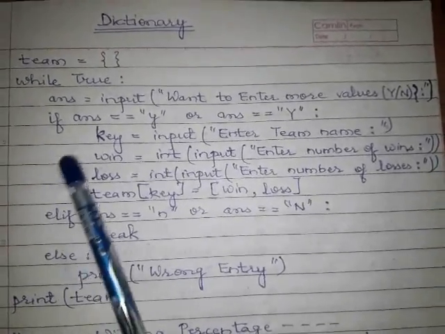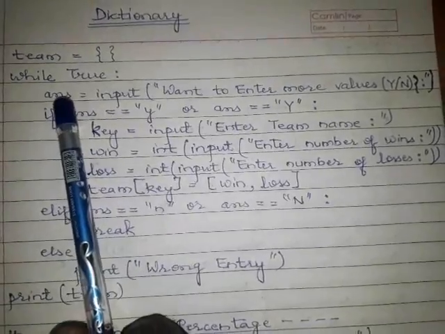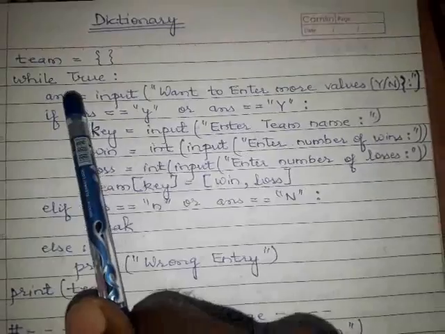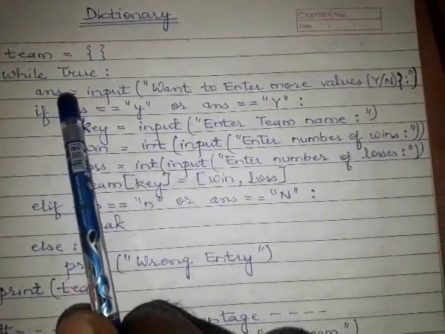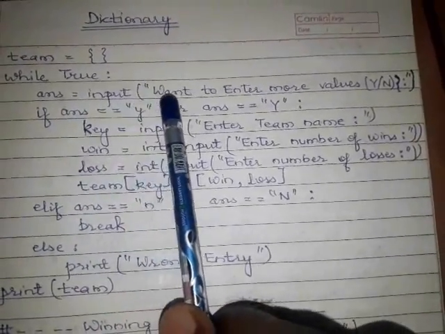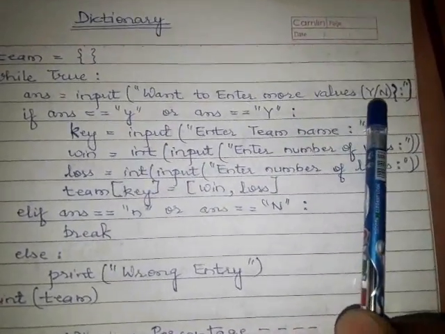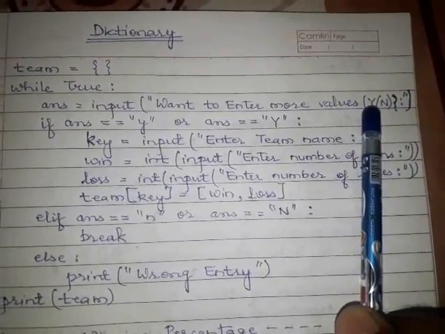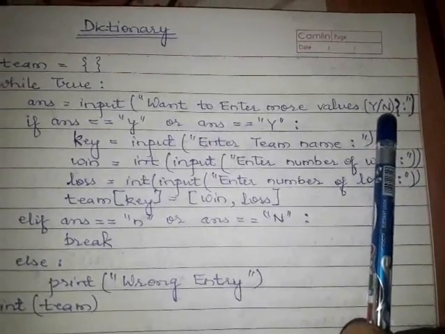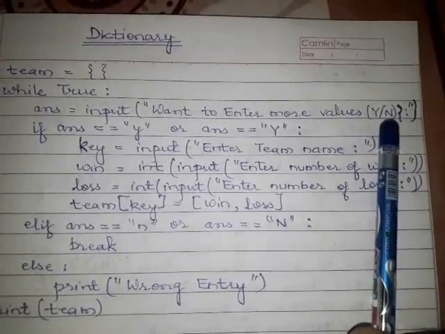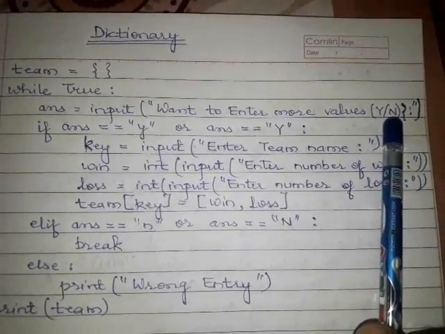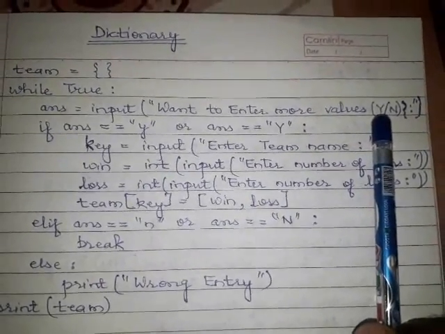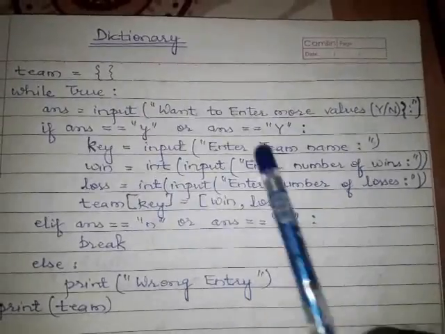Let's see. I am using a variable which decides whether we have to continue or skip out of the loop. So here answer is a variable through which the user says whether they want to enter more values, yes or no. Yes means y, either capital Y or small y, and no means either small n or capital N. If you press small n or capital N, you skip out of the loop, and if you press small y or capital Y, you will stay in the loop.